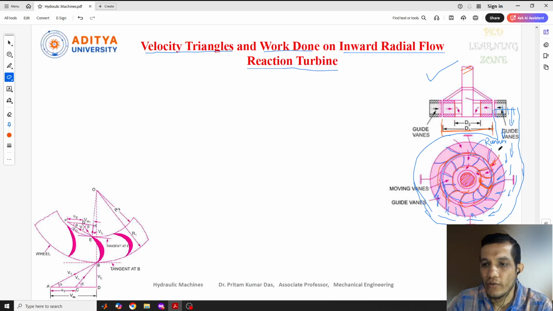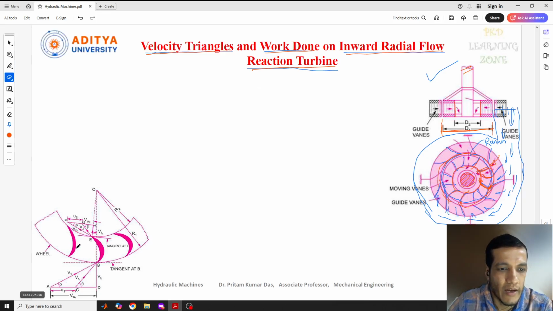Anyway, this is the concept of how water comes from outside and goes inside, and how it is going inside, that I have shown here. What I told you is that we'll draw the velocity triangles and find out the work done on the inward radial flow reaction turbine. This concept we already discussed in our previous lectures, when we discussed that a number of blades are fixed on a wheel. If you see this diagram, I hope you remember what we discussed previously. These things we already derived and discussed in our previous lecture.